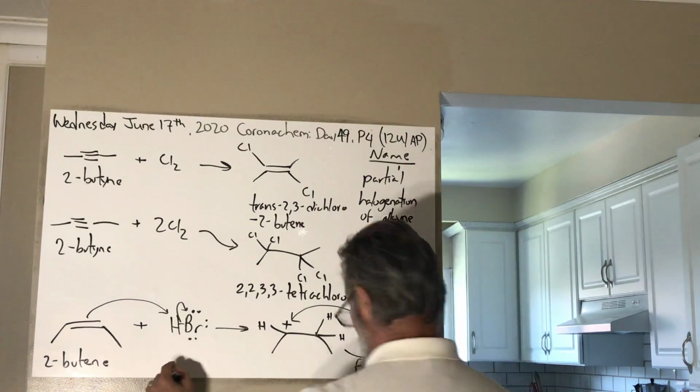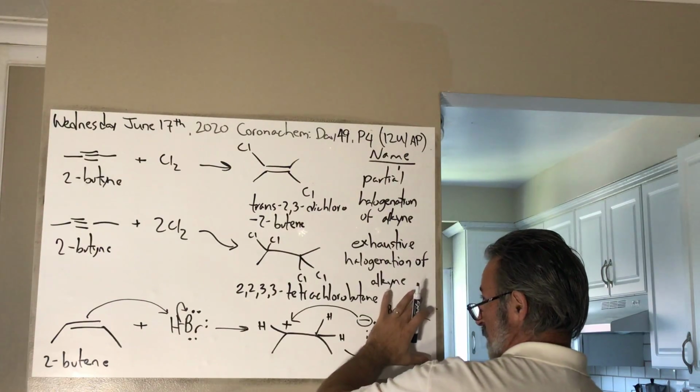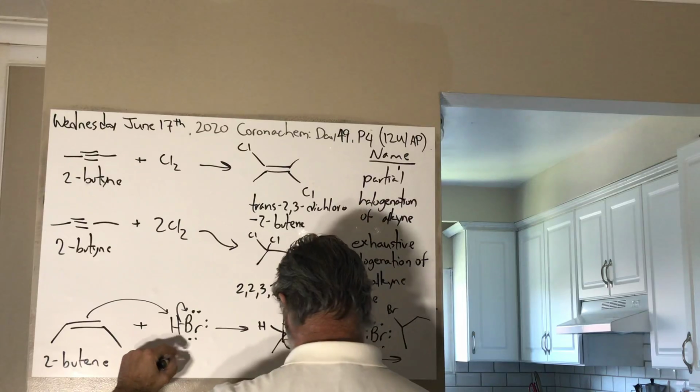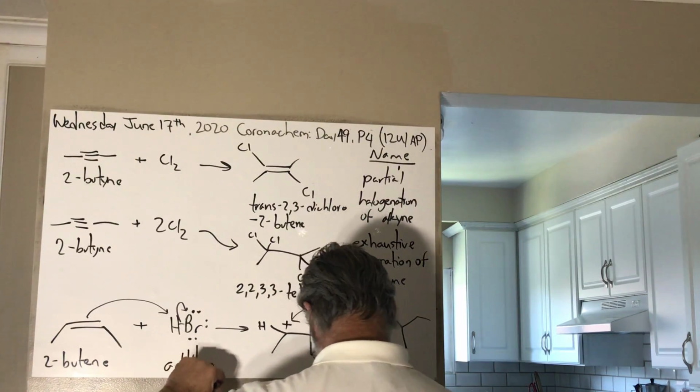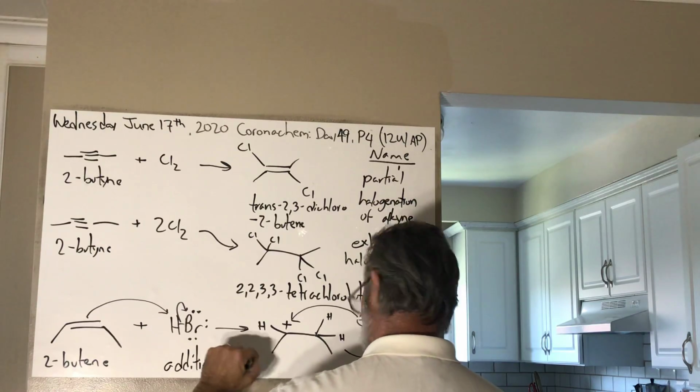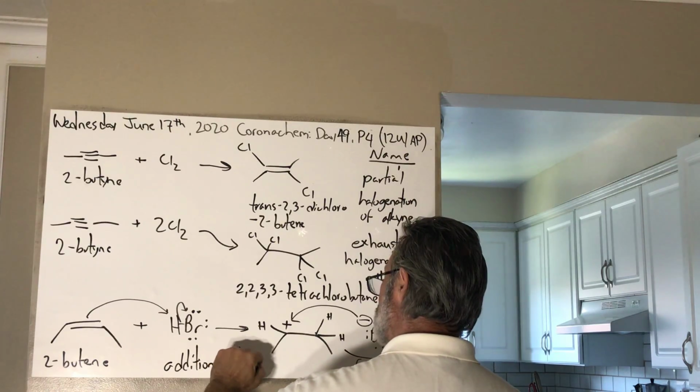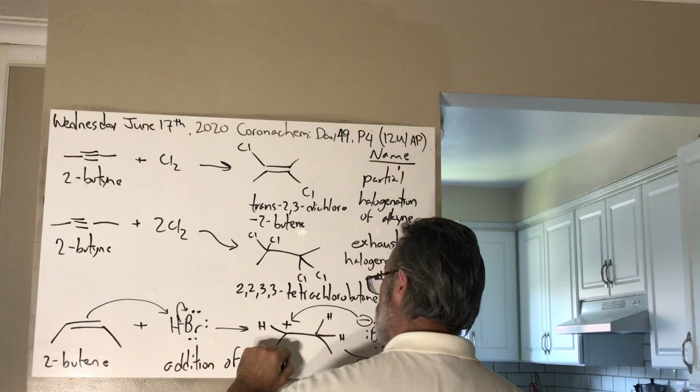So I'm going to write that over here. If you have space on your paper, write it there like I wanted to, but I ran out of space because of my minuscule blackboard or whiteboard. Addition of HBr to butene.